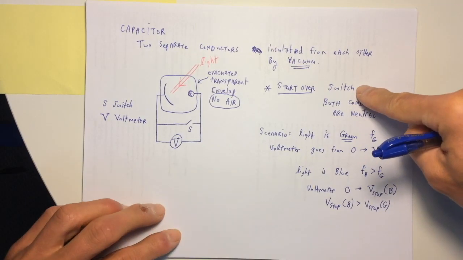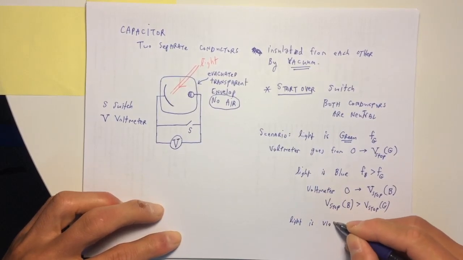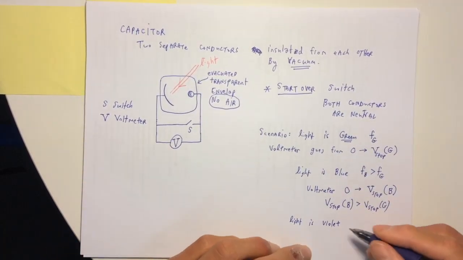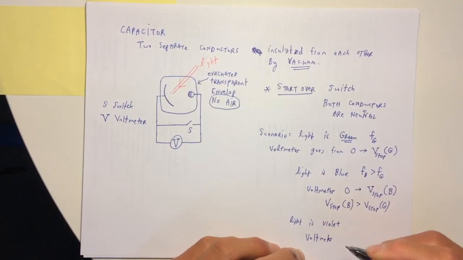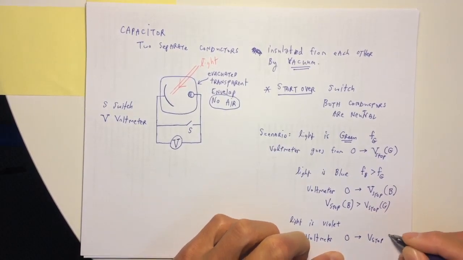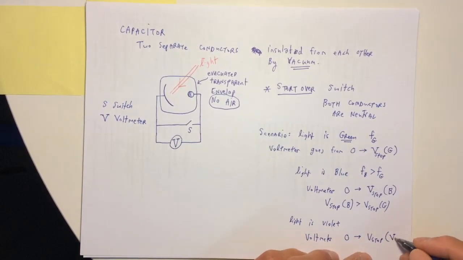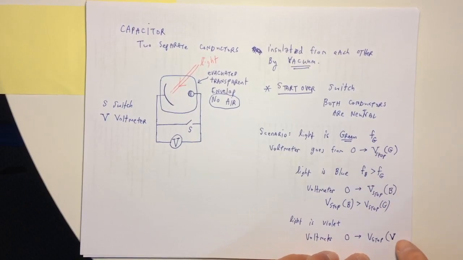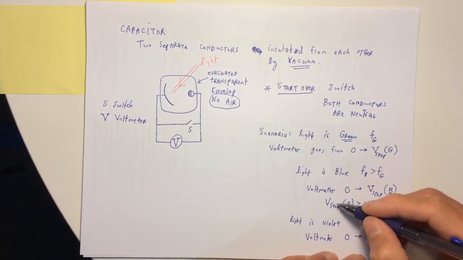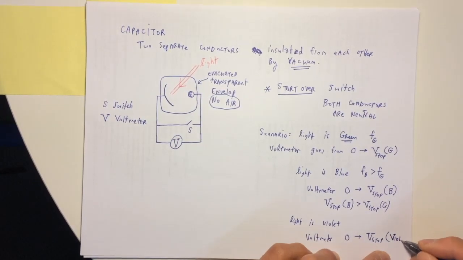So you push the switch again, change the color of the light. Let's try light is violet, right? So the voltmeter goes from zero up to a stopping potential, which has a different value. So I'm notating that it appears to be a function of the frequency. And so let me just put a V there. V is for violet, and I'm sorry, there's a lot of V's around because this is a voltage here. So these are voltages. So voltage, and then I'll just spell out the word.